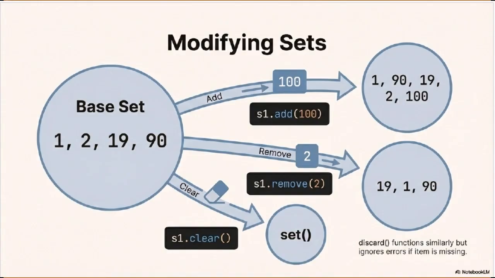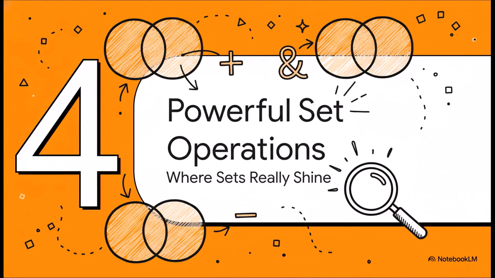To get rid of an item, you use .remove, and if you want to just wipe the whole thing out, .clear gives you a fresh empty set. Easy peasy. And now we get to the really cool part. This is where sets absolutely shine.